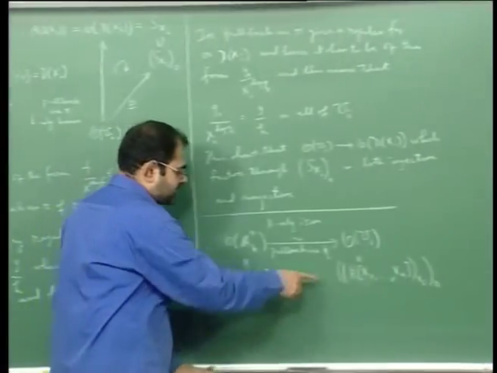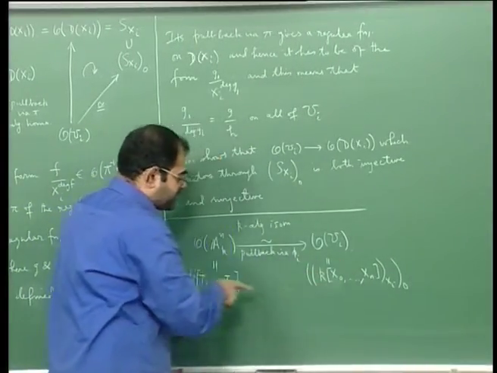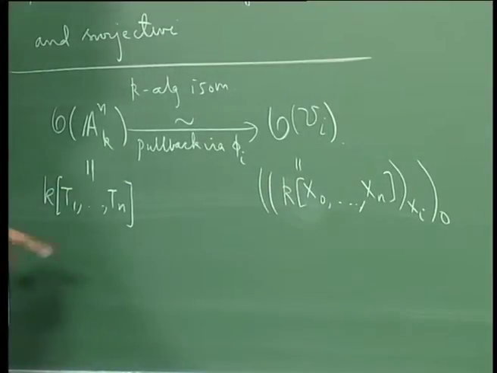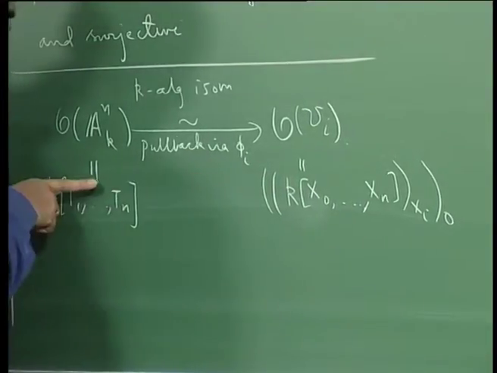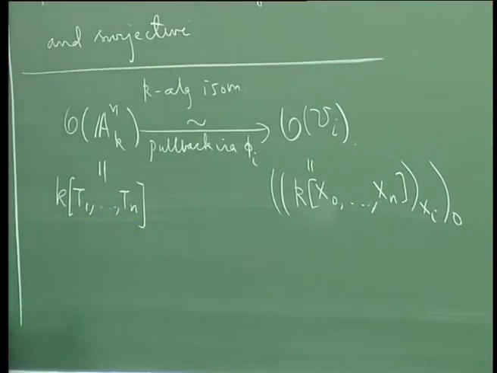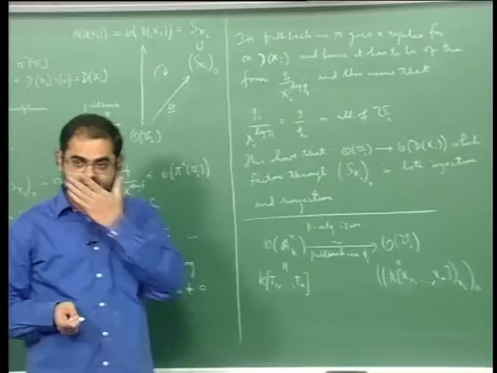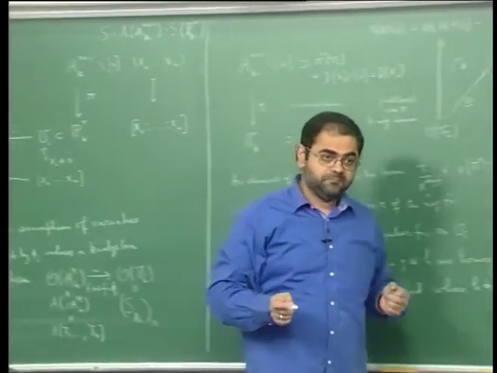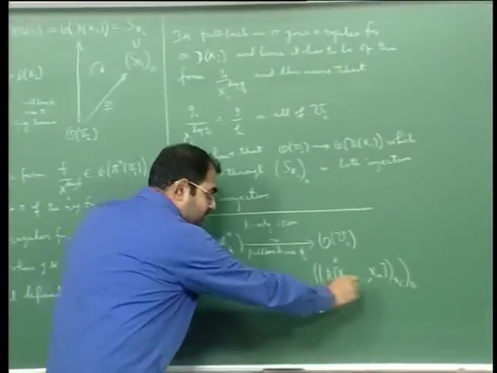And what is this isomorphism? What is a K-algebra map in this direction? The map in this direction is given by homogenization, and the map in the other direction is given by dehomogenization, which is what we used in the last lecture to prove that this is an isomorphism.